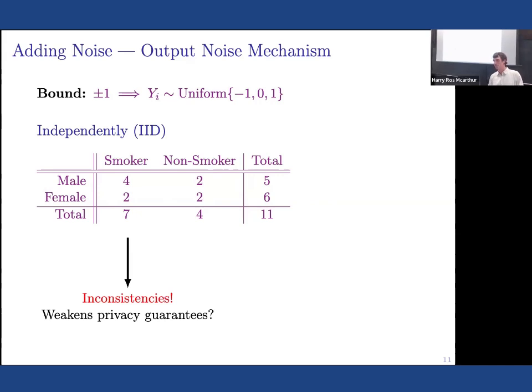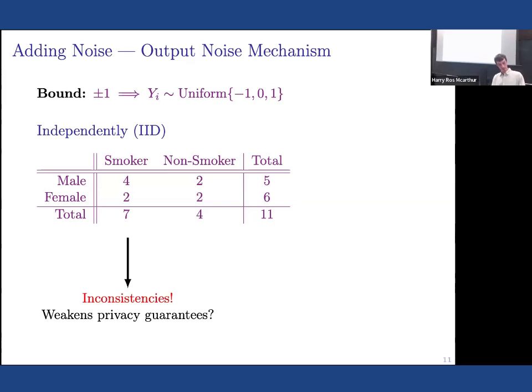And I guess one of the first meetings that we had when we learned about this from the ABS was: is this bad? Does it weaken the privacy guarantees? Do these inconsistencies leave something to be exploited? So that was, I guess, the motivation for investigating this.